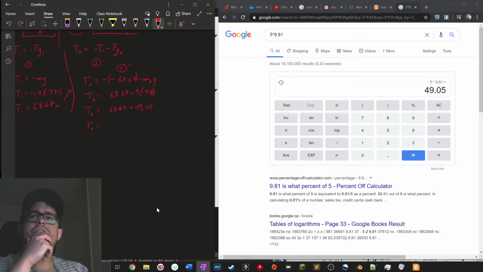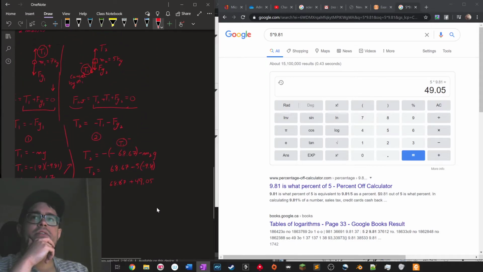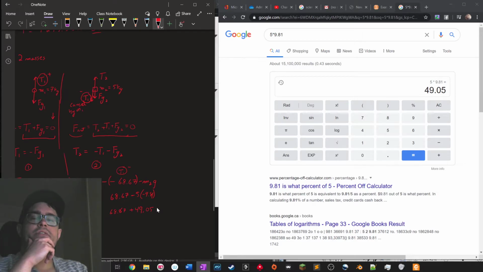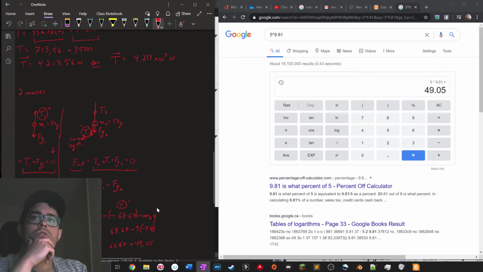So this plus this is a T2, and that makes more sense now. T2 is a vector whose magnitude is going to be both of these vectors together, right? In order for this mass not to move, this vector, T1 and Fg2, are completely counteracted by T2. So as you can see, a bigger vector.